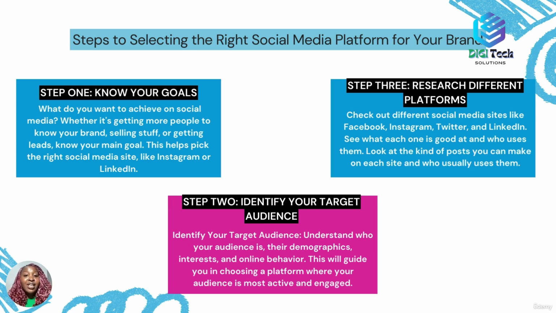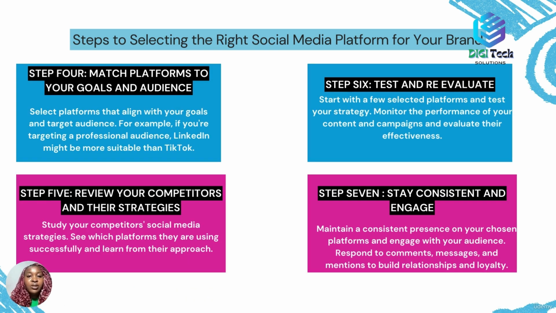Step 3, research different platforms. You want to check out different social media platforms like Facebook, Instagram, Twitter, and LinkedIn. See what each one of them is good at and who uses them. But now I mean research. So you're going online, you're going on Google, you're checking which social media platform you can get more sales on. You can see TikTok, you can see Instagram. You want to make sure that you research, not only as per Google or searching on the internet, you also want to research your competitors as well, right? So look at the kind of posts that you can make on each site and usually who uses them. So that's very, very important.